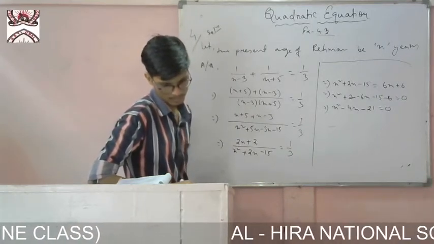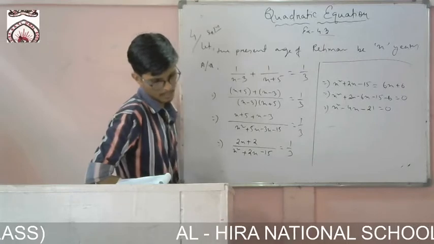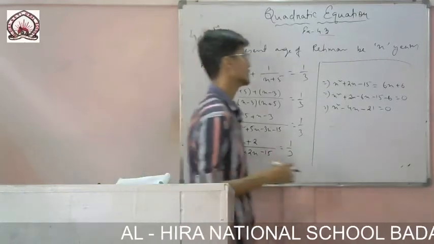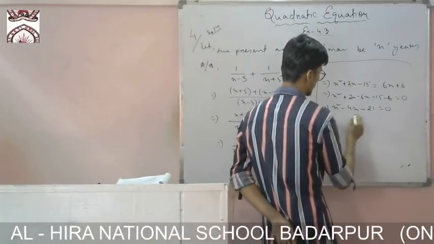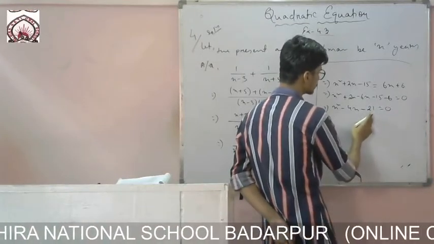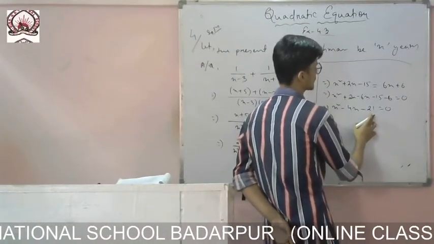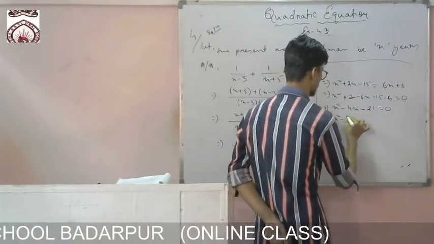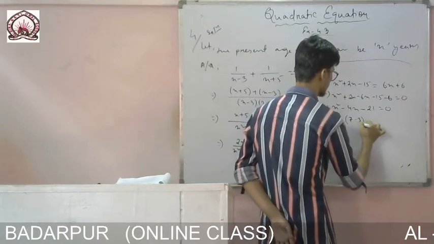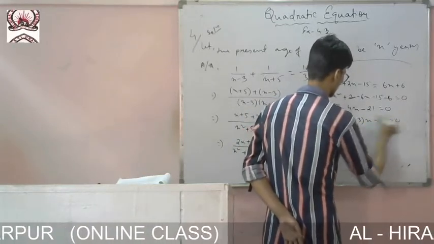x square minus 4x minus 21 equals 0. So let me do middle term factorization. Directly we can find it. You see here, 7 3s are 21 and 7 minus 3 is 4. So I can write x square minus 7x plus 3x minus 21 equals 0.